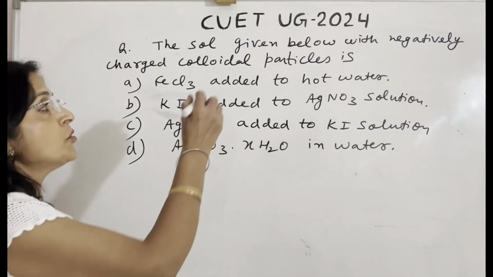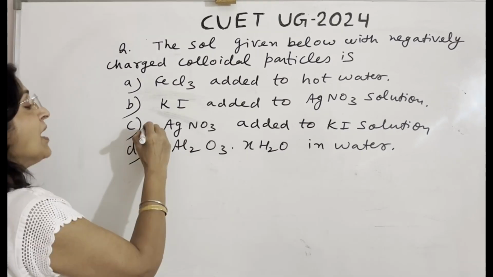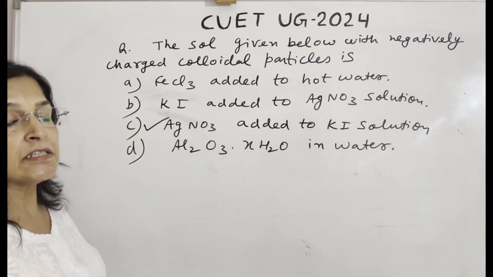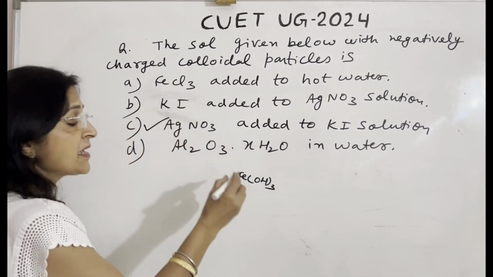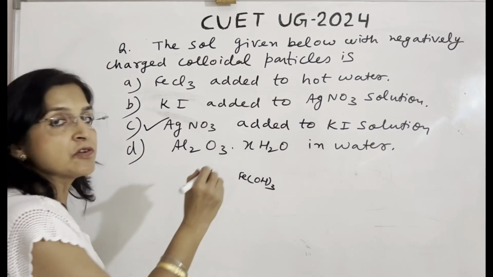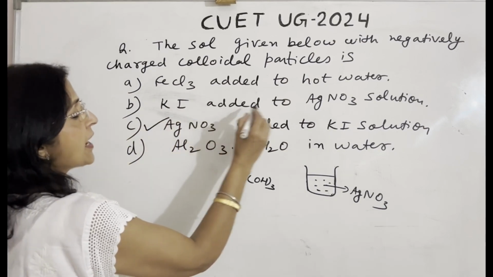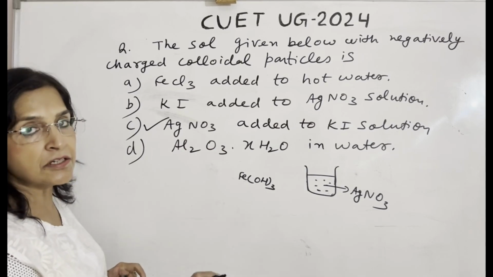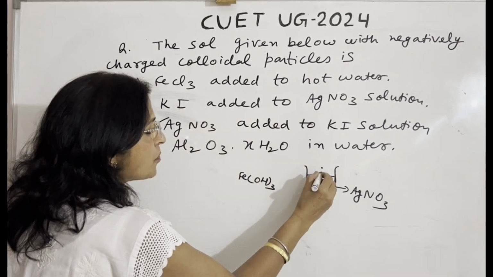Next question, the sol given below with negatively charged colloidal particles is. Answer is C. देखिए फर्स्ट केस में क्या होता है, when ferric chloride is added to hot water, positively charged colloidal sol is formed. In this case, ferric ion gets adsorbed on the surface of ferric hydroxide. Second, in this case, potassium iodide is added to silver nitrate solution. Silver nitrate is taken in the beaker. Silver nitrate is present in large amount and potassium iodide is added dropwise.